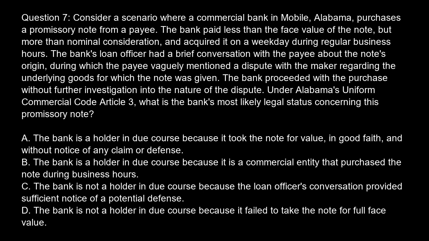Under Alabama's Uniform Commercial Code Article 3, what is the bank's most likely legal status concerning this promissory note? Option A. The bank is a holder in due course because it took the note for value, in good faith, and without notice of any claim or defense. Option B. The bank is a holder in due course because it is a commercial entity that purchased the note during business hours. Option C. The bank is not a holder in due course because the loan officer's conversation provided sufficient notice of a potential defense. Option D. The bank is not a holder in due course because it failed to take the note for full face value.